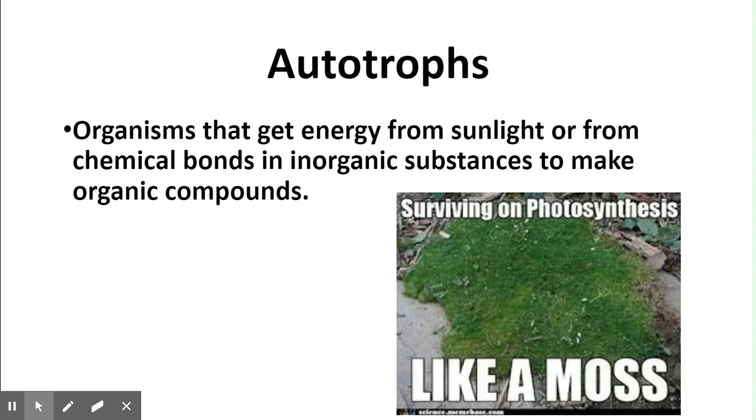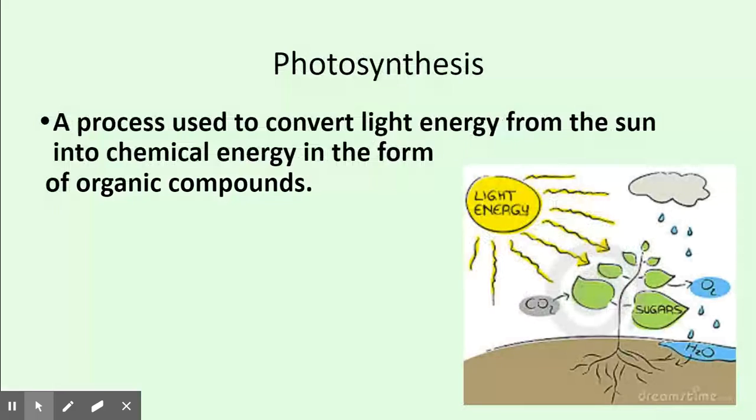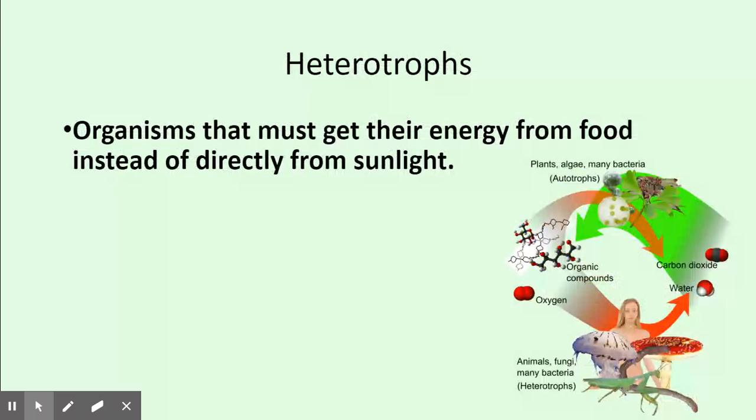So autotrophs are the organisms that get all of their energy from the sunlight, and they use that to end up making sugar. So photosynthesis, the process that we're looking at here, is turning that light energy into sugar, producing oxygen, and seeing how all of that comes together in a chemical process. Heterotrophs are going to get their food from those autotrophs or some other source rather than the sunlight.